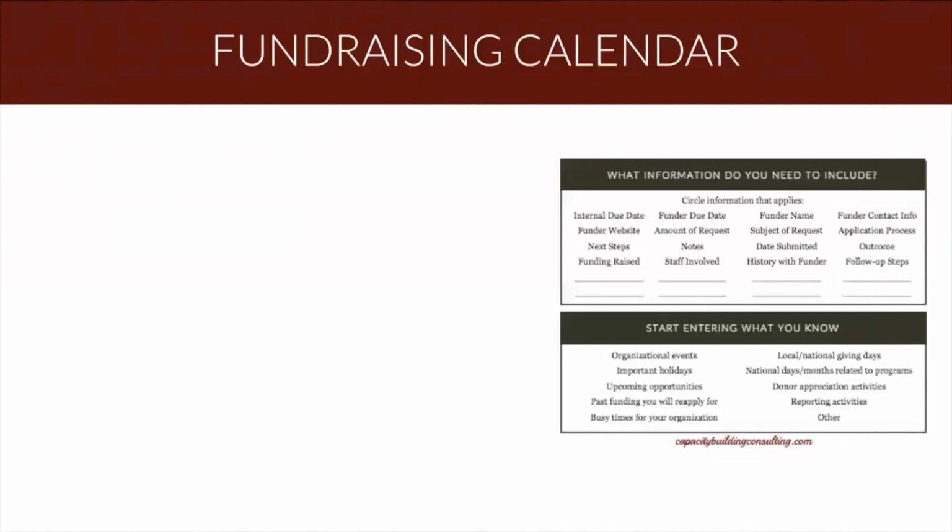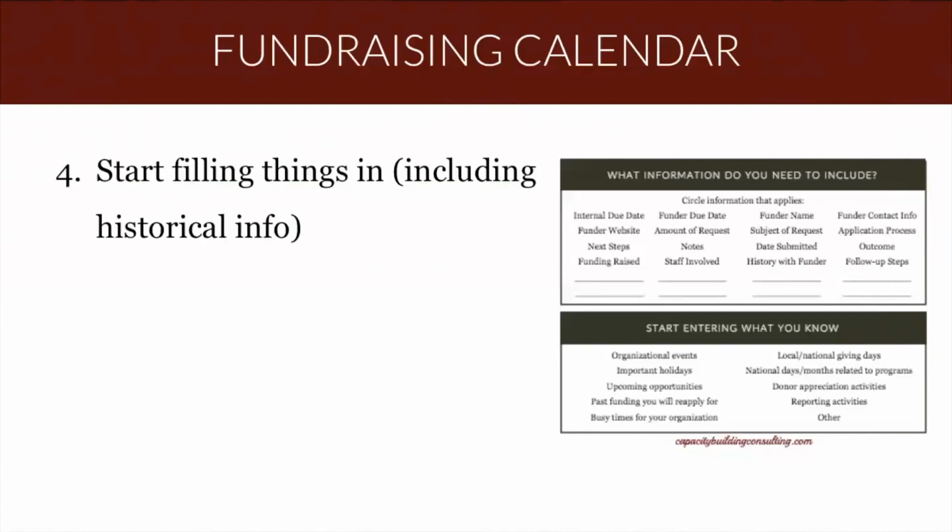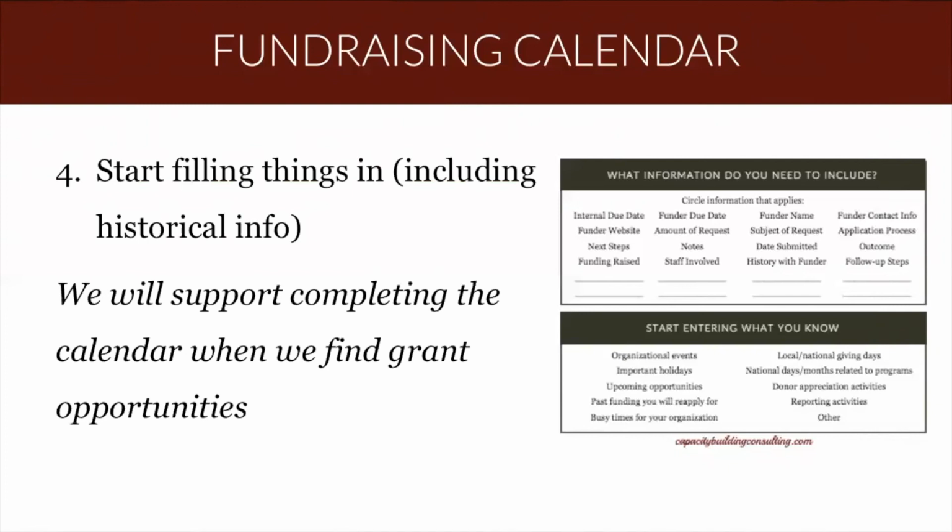Once you have your spreadsheet set up, you can start filling in the things that you know. If you do an end-of-year giving campaign or annual event, there are things you can start filling in. You can also include relevant holidays or observances. For example, if you're a health organization and the National Asthma and Allergy Awareness Month is important to you and your fundraising, you can include that on your calendar. After finding grant opportunities, we will also be using this calendar to schedule when to apply for which grants, if you use the calendar for grants, which I highly recommend.